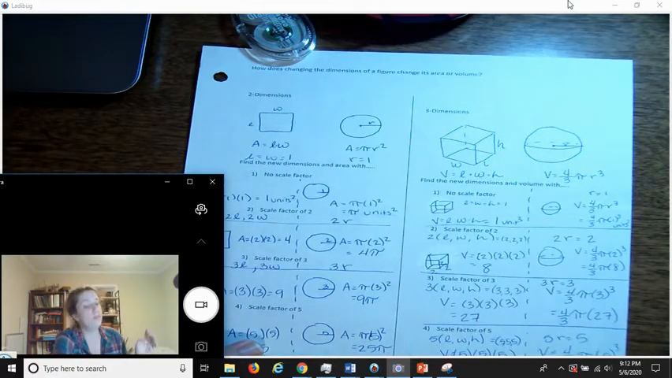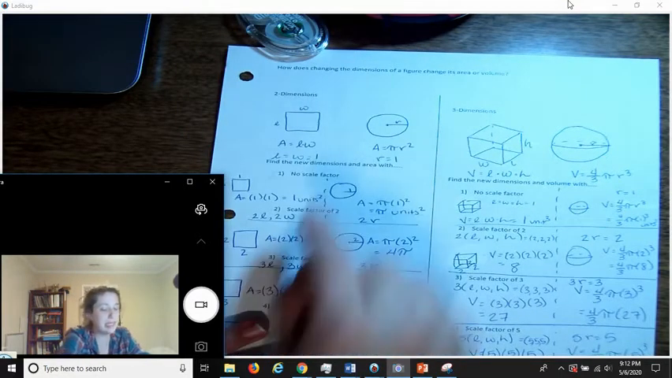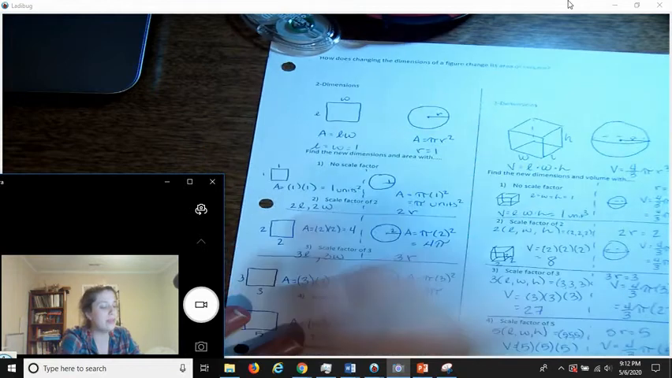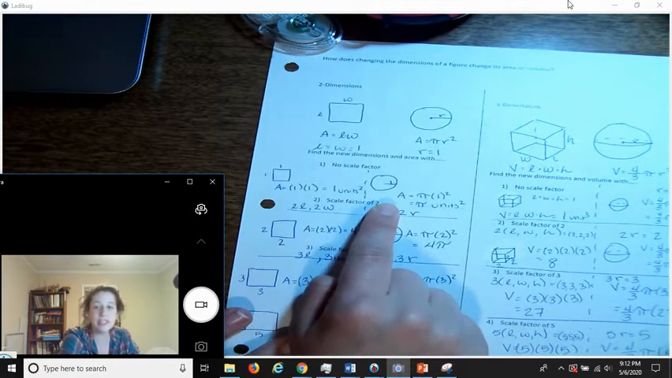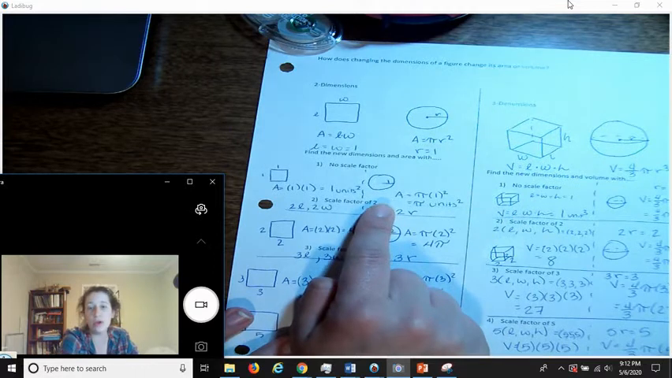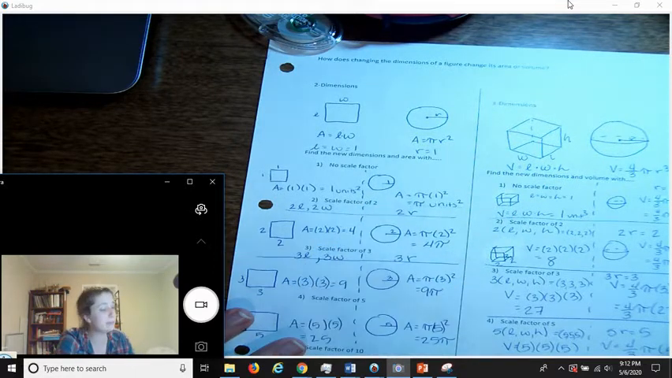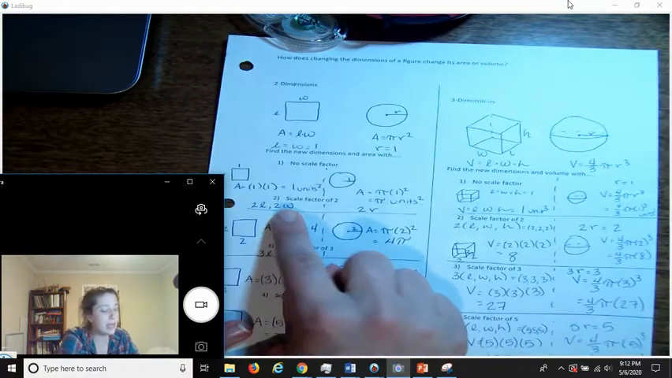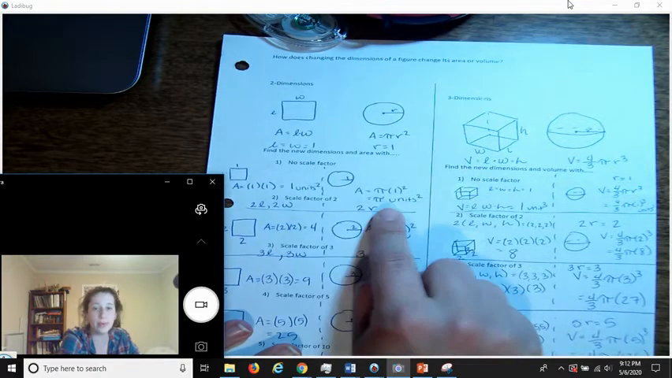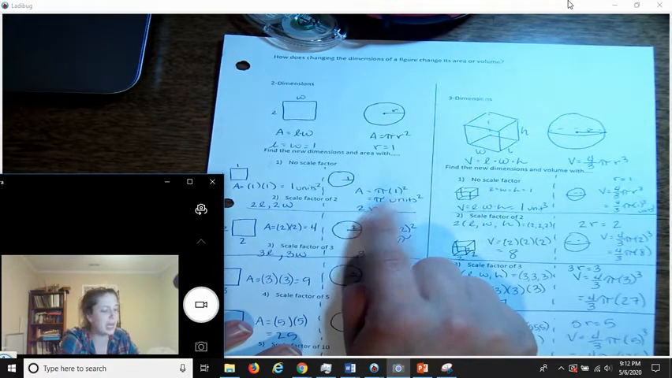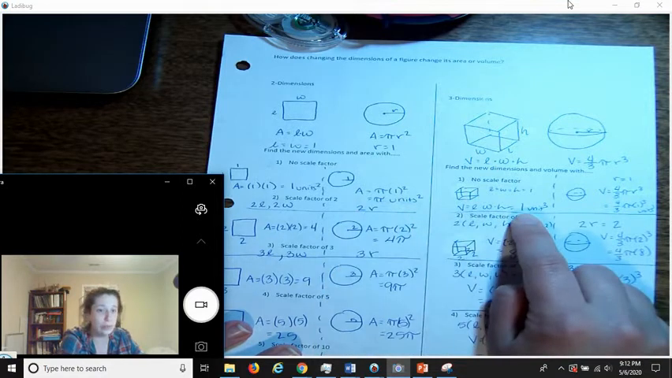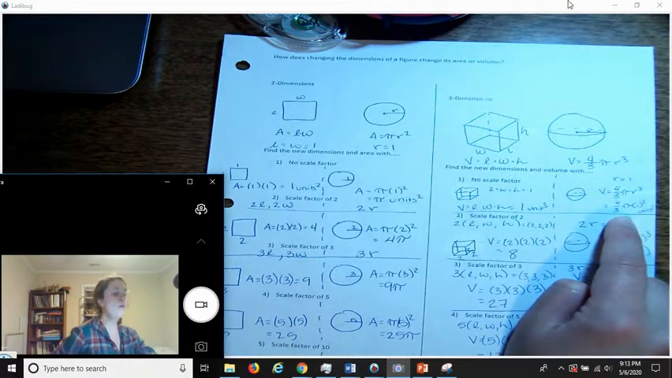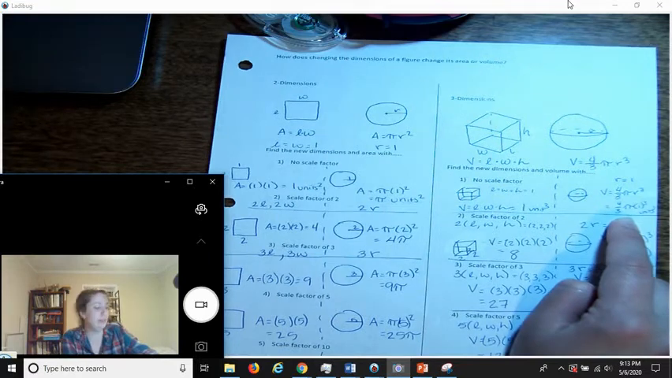Okay, so what we do first is I pretend like my length and my width or my radius is 1 unit. And then I figure out what my area is for each shape with no scale factor. So I'm not multiplying by anything. I do the same thing here. Okay, so here my area was 1 unit. Here my area was just pi units. Here my volume was 1 unit cubed, and my volume was 4/3 pi units cubed.